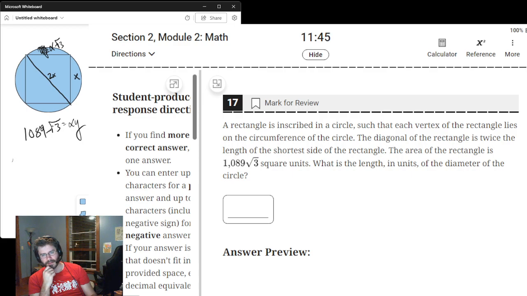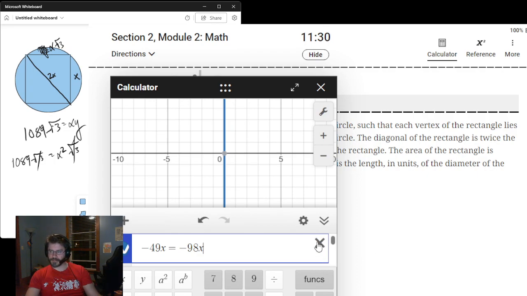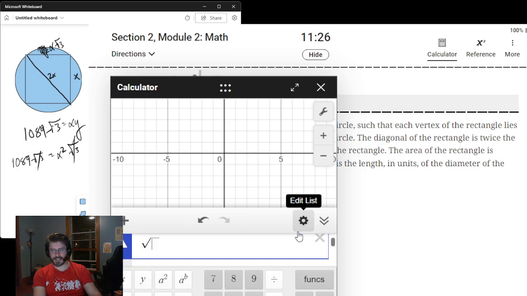So 1089 root 3 is equal to x squared root 3. Cross that off, you get 1089 is x squared. They want the length of diameter, so yeah, we're on the right track here. So square root in Desmos is just SQRT.